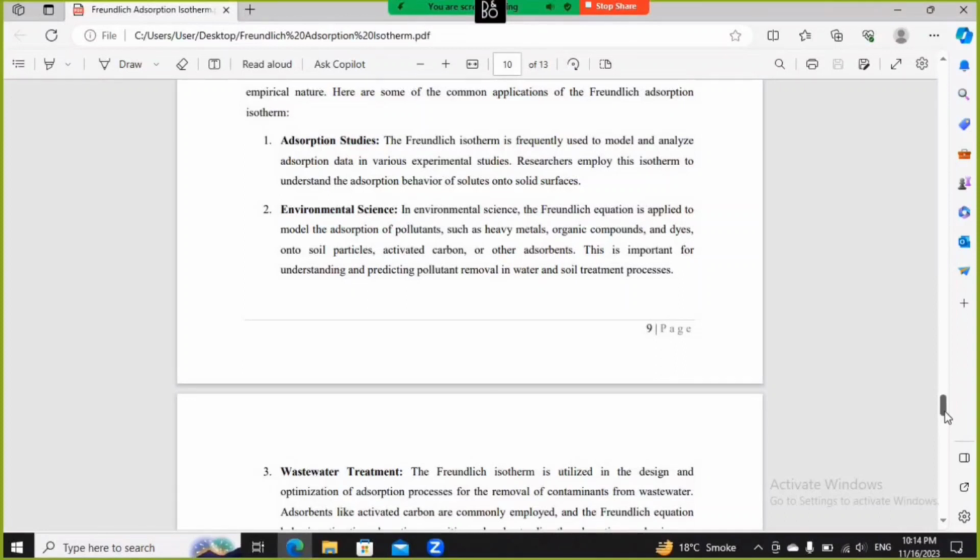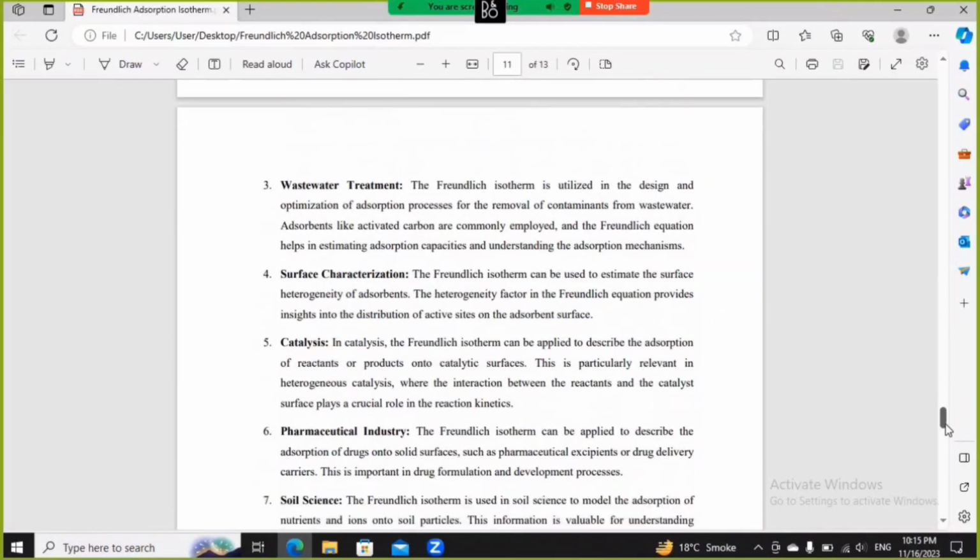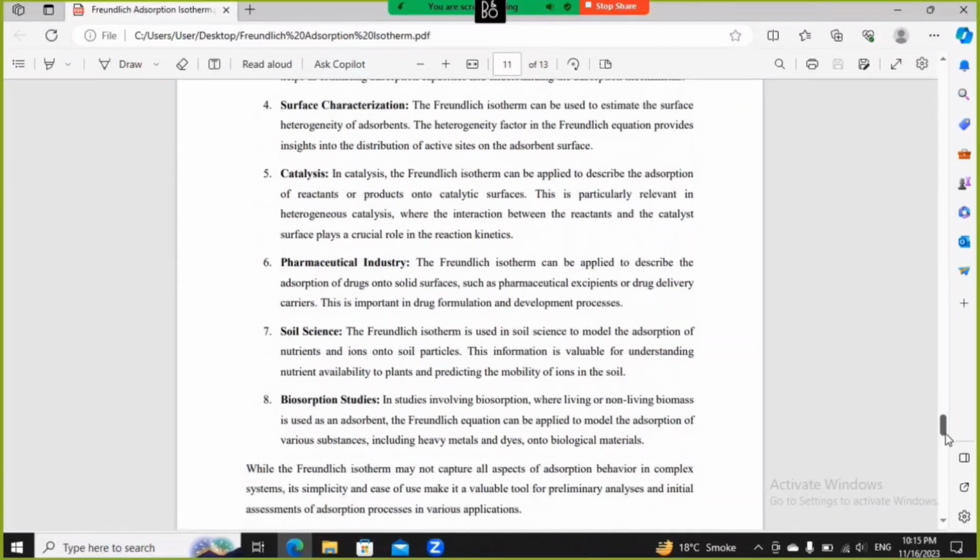Environmental science. In environmental science, the Freundlich equation is applied to model the adsorption of pollutants such as heavy metals, organic compounds, and dyes onto soil particles, activated carbon, or other adsorbents. Wastewater treatment. The Freundlich isotherm is utilized in the design and optimization of adsorption processes for the removal of contaminants from wastewater. Adsorbents like activated carbon are commonly employed, and the Freundlich equation helps in estimating adsorption capacities and understanding the adsorption mechanisms.